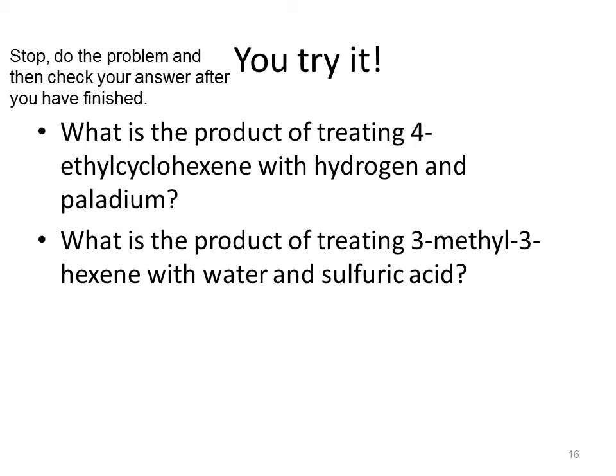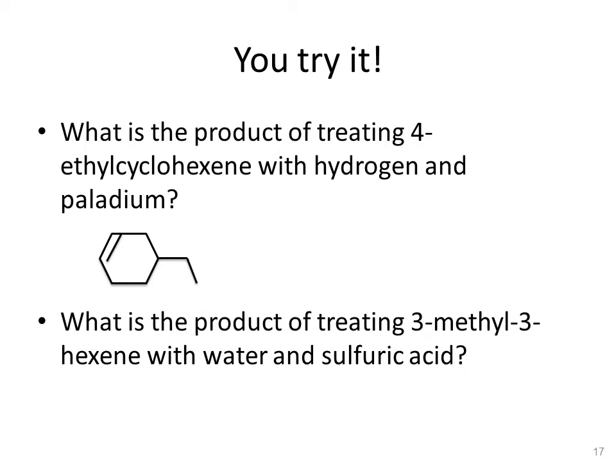Okay, here's another problem for you to try. What is the product of treating 4-ethylcyclohexene with hydrogen and palladium? And what is the product of treating 3-methyl-3-hexene with water and sulfuric acid? Figure out both of these problems and then go and check your answer afterwards.